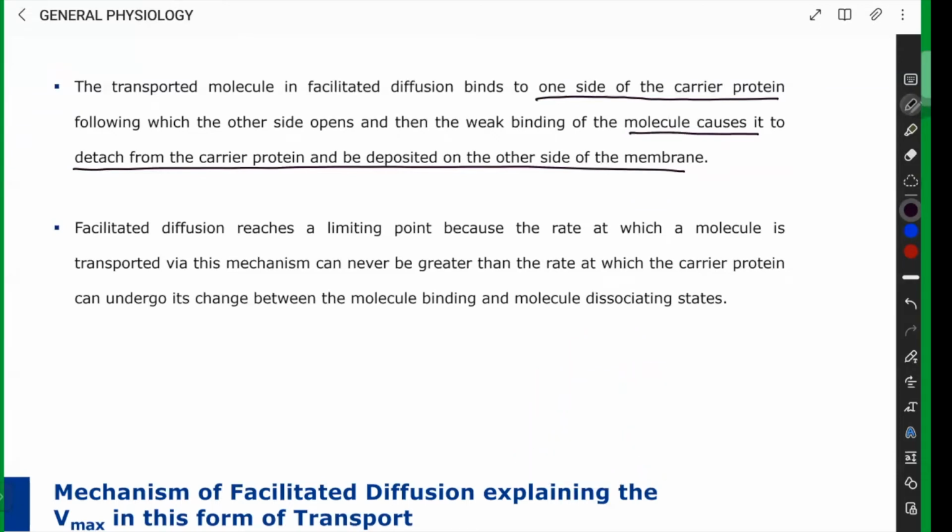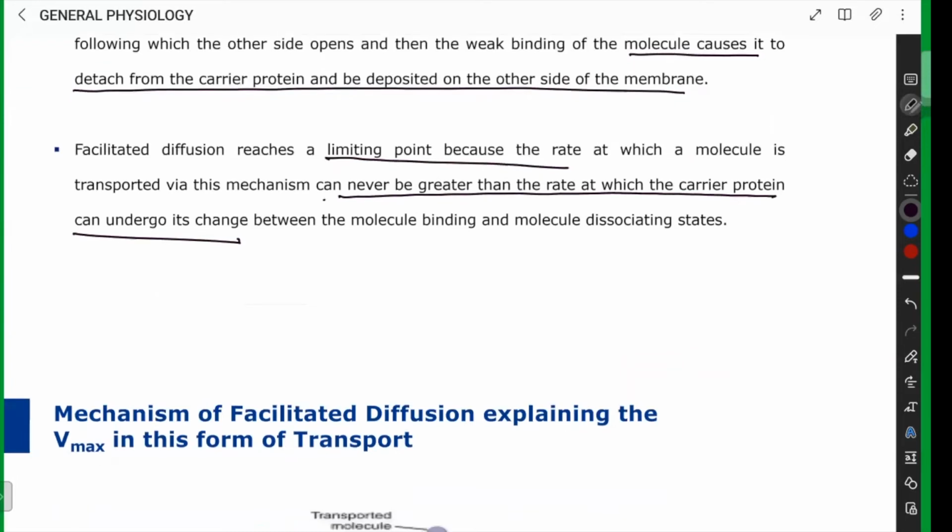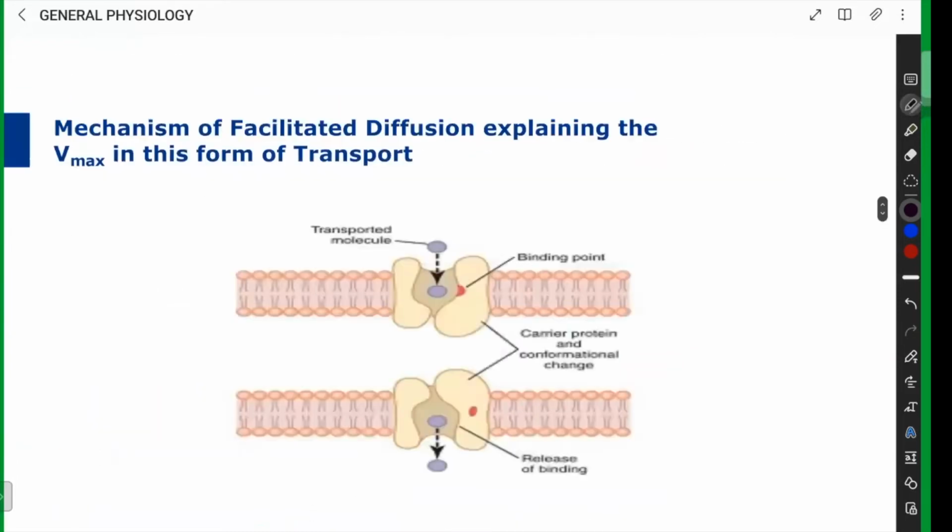When it reaches the maximum limiting point, the rate at which the molecule is transported via this mechanism can never be greater than the rate at which your carrier protein can work. So how many carrier proteins are there? Transportation can occur only up to that point. That is what your Vmax is. Is it clear? Can you understand what a Vmax is?